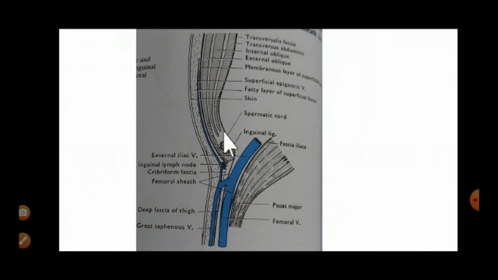So here the fascia transversalis, you can see it's going down, going under the inguinal ligament, and then going down here and merging with the adventitia of the vessels. So posteriorly also we can see the fascia iliaca going down and passing under this inguinal ligament, going down and merging with the adventitia of the vessels. So this funnel shaped structure here is the femoral sheath, which is formed by these two fascia.